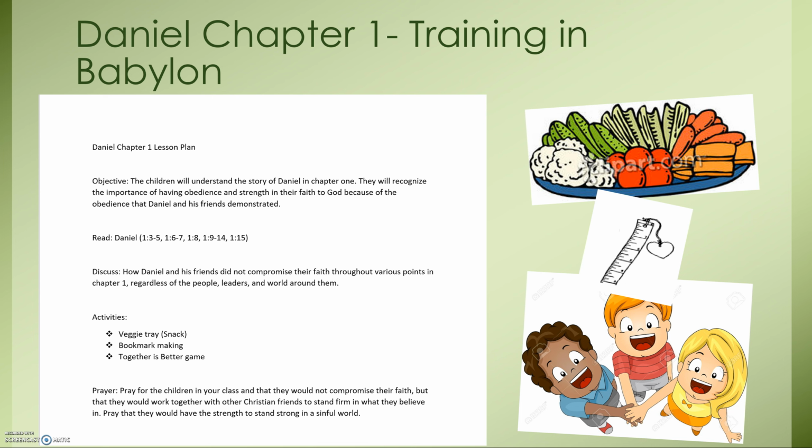So for the objective, the children will understand the story of Daniel in chapter 1. They will recognize the importance of having obedience and strength in their faith to God because of the obedience that Daniel and his friends demonstrated. And then, obviously, I have the read section, read different parts. And then for the discuss, how did Daniel and his friends not compromise their faith throughout various points in the chapter, regardless of the people, leaders, and the world around them? That correlates with the Together is Better game, which I'll get more in detail about.